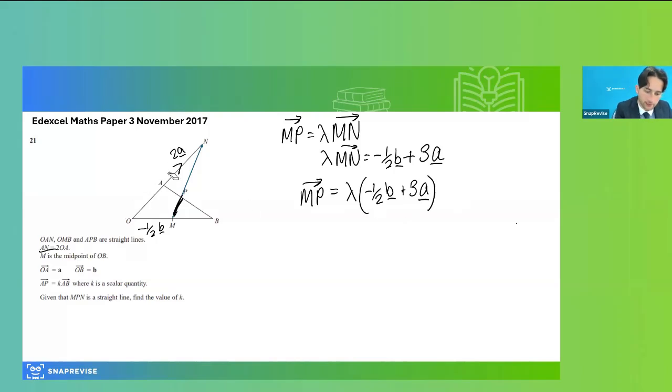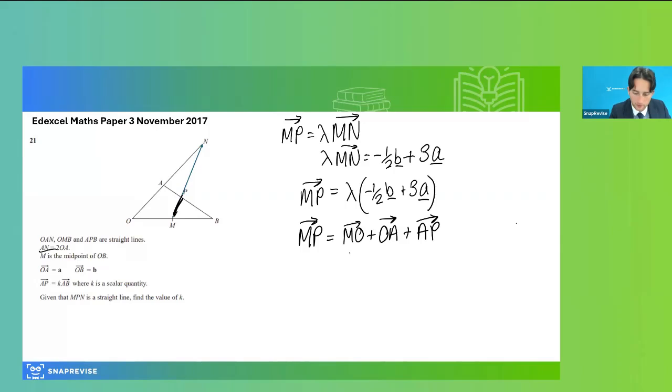Now, what I need to do is define a different pathway, to get from M to P, that uses a different scale factor, which is where K comes in. So I could go across there, and down there. So M to P could also be described as M to O plus O to A plus A to P. And I've used a different line. So M to O is minus a half B again. O to A is A. And A to P is K lots of A to B. And A to B I can actually work out. It's minus A plus B.